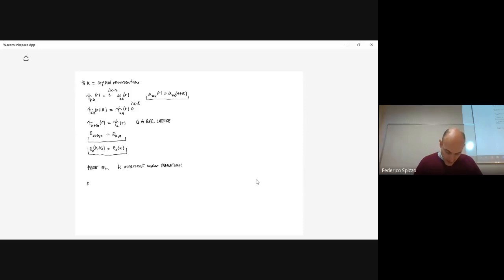In the case of Bloch electrons, we have that H is invariant, but not under arbitrary translations. H is invariant only if you make a translation using a vector of the Bravais lattice. Otherwise, the potential is no more invariant. So we lose this feature. So this invariance is not observed also for Bloch electrons. So this has a consequence.